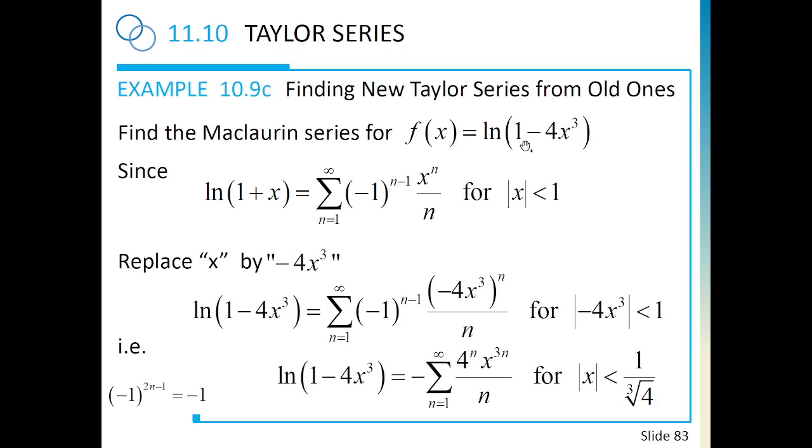A similar example with ln of 1 minus 4x cubed. So we again use ln 1 plus x, the series that we already have from the beginning, and we replace x by negative 4x cubed. And again we replace it everywhere, including in the limitation part where we have the interval of convergence. So that's very important. I mean, we cannot forget that part. So here we get a new Taylor series, and the radius of convergence is 1 over the third root of 4.